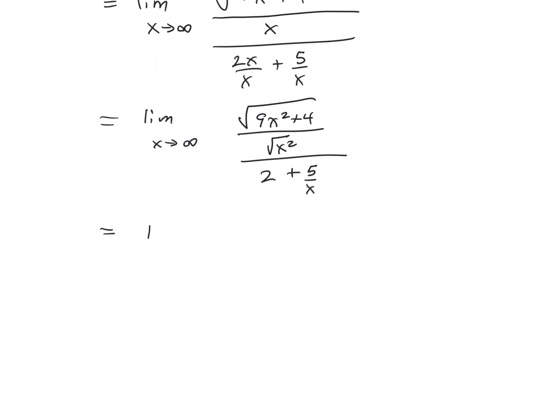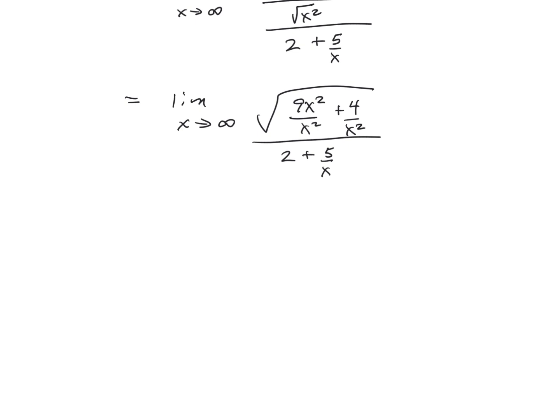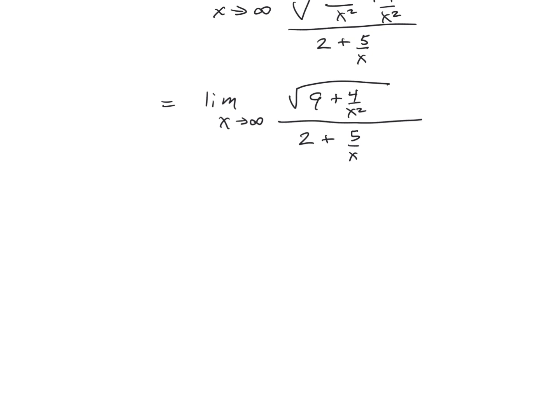And then we can now rewrite that as the square root of a fraction. So that's the square root of 9x squared over x squared plus 4 over x squared. And down below, we've got a 2 plus 5 over x. And this finally simplifies down to the limit as x goes to infinity of the square root of 9 plus 4 over x squared. And then down below, we've got a 2 plus 5 over x. Now we can let the limit go to infinity and pass the limit into each of these terms.